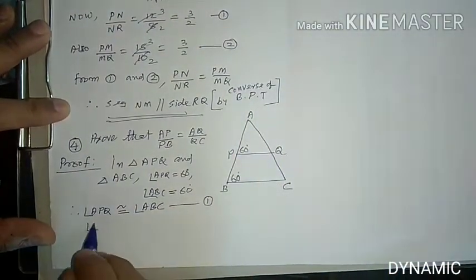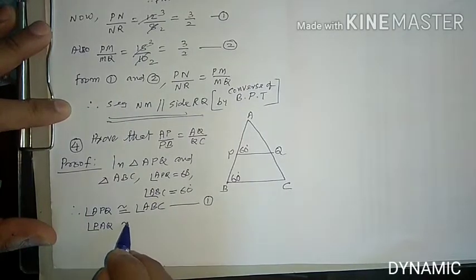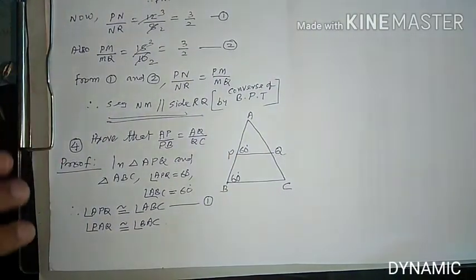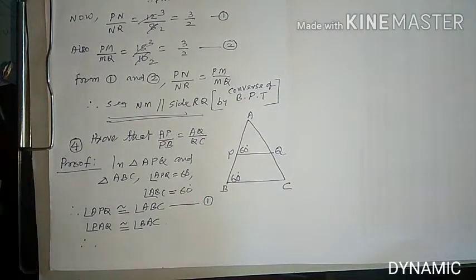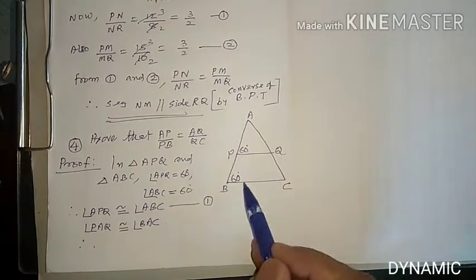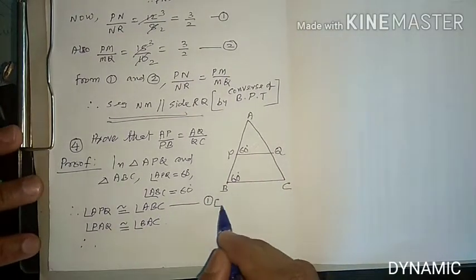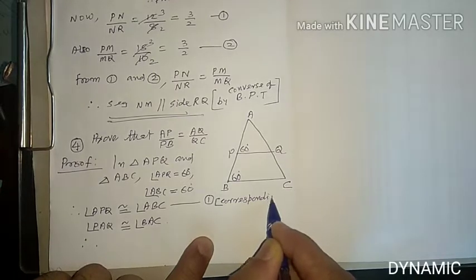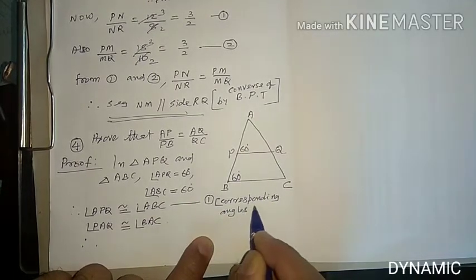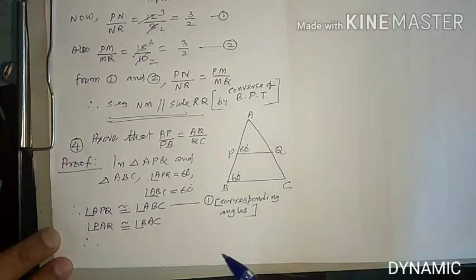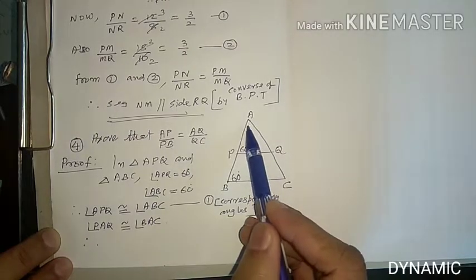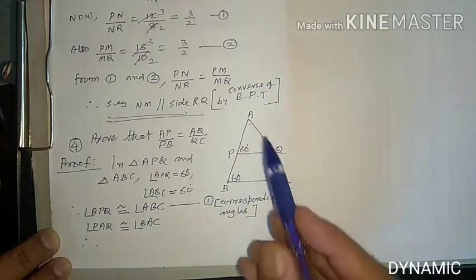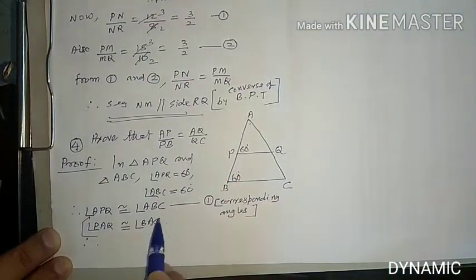Now, this angle is common. Angle PAQ is congruent to angle BAC. These angles are congruent, and the reason we can give here is corresponding angles. Actually, we need not say this angle is common or that the triangles are similar. We can say this line is parallel, therefore AP upon PB. This statement is not required.